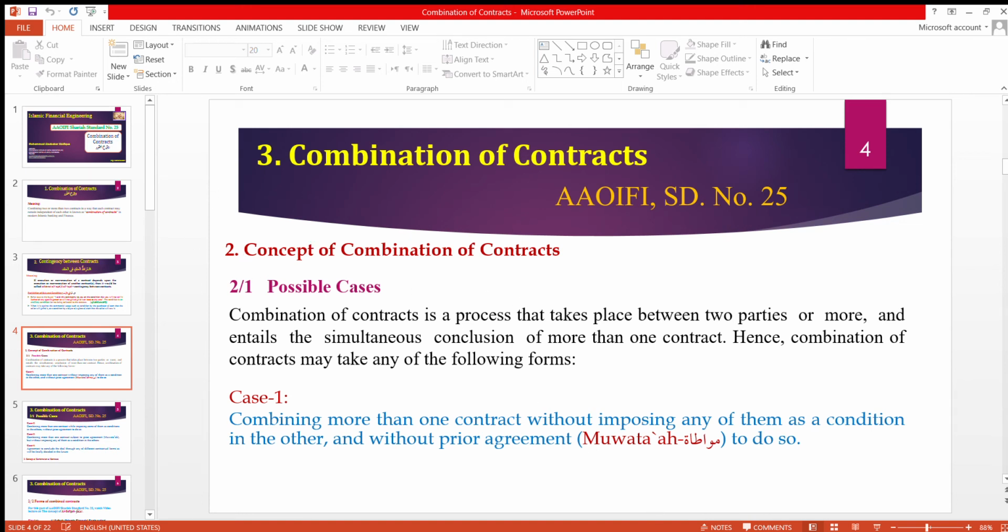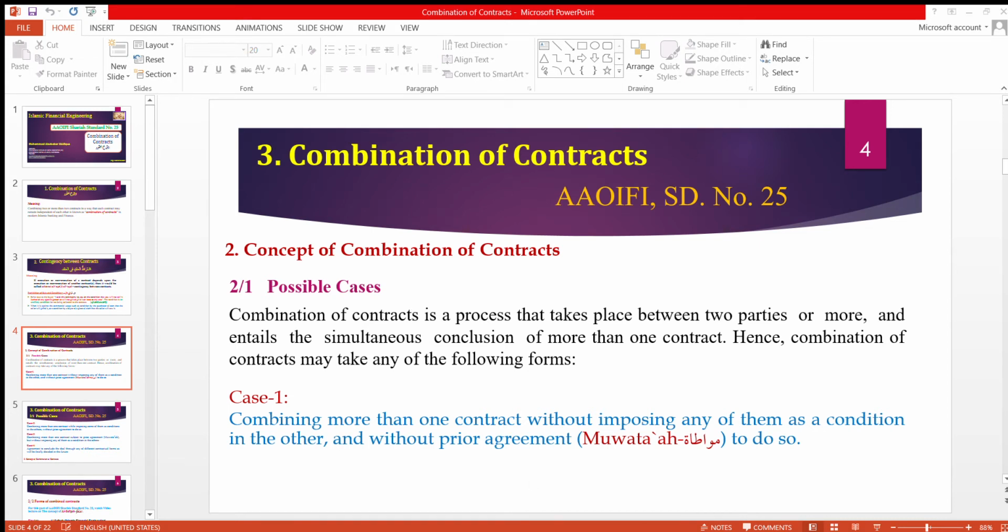AAOIFI Shariah Standard, as you see here, this is AAOIFI Shariah Standard number 25, combination of contracts. Here are the contents of this Sharia standard, and this is the preface, and this is the scope of the standard. Let's start from the concept of combination of contracts. What is the concept of combination of contracts?